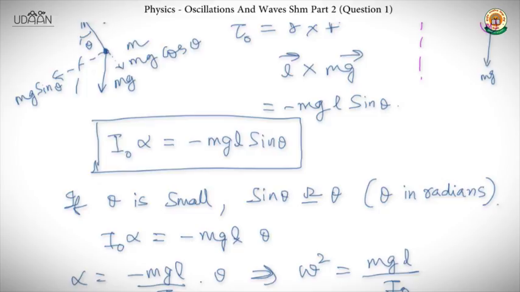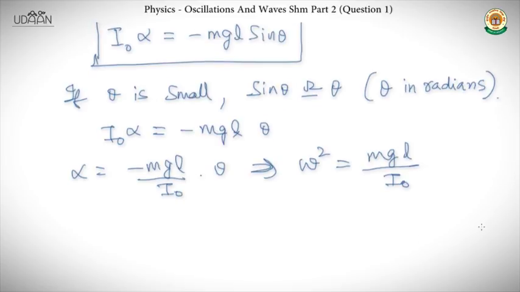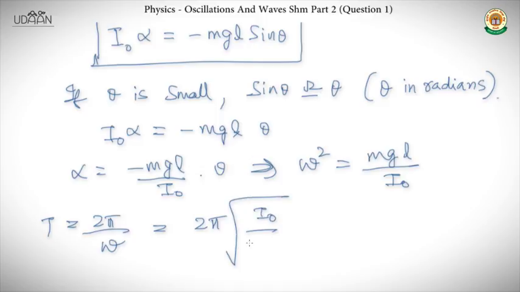Okay. So we've calculated omega square and we've calculated alpha. So what is the next thing we look at? So time period, as we know, is 2 pi by omega. So substitute the omega from the above formula and you get it as 2 pi under root I naught by mgL.